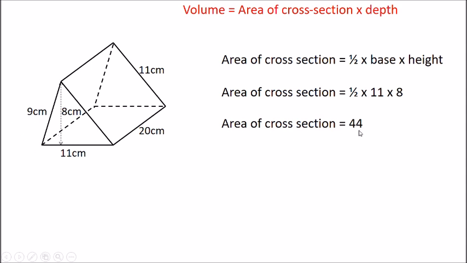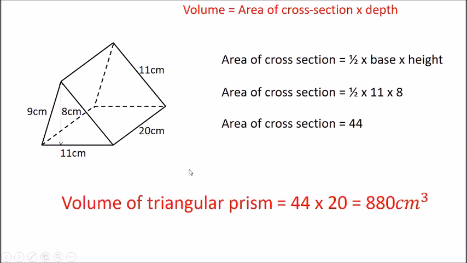So I'm nearly there, but now I need to multiply it by the depth. The depth is the length that faces perpendicular from the cross-section. So the depth is basically how long that prism is. It's 20 centimeters long. So I'm going to do 44 multiplied by 20. That gives me 880 centimeters cubed. Centimeters cubed because I'm looking for volume. And that's my final answer.